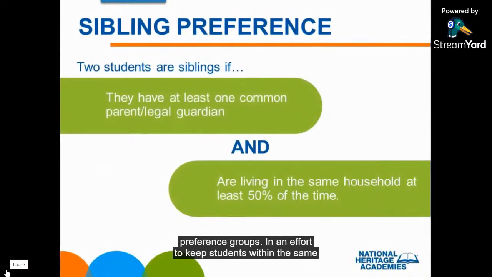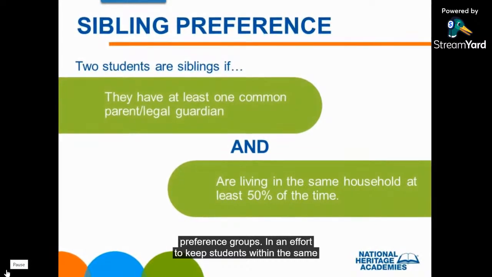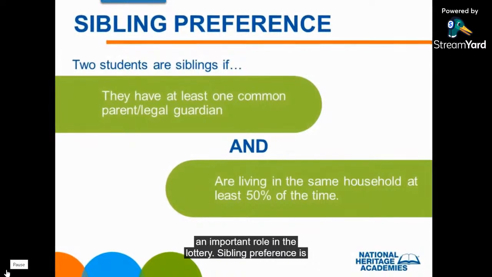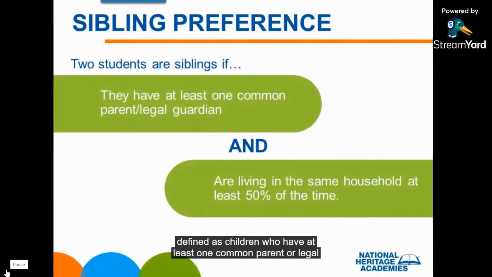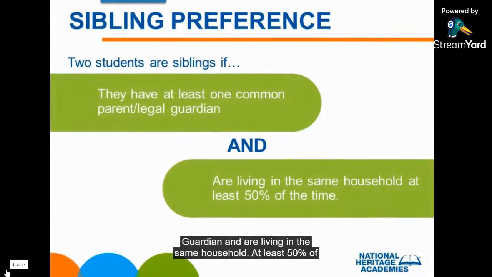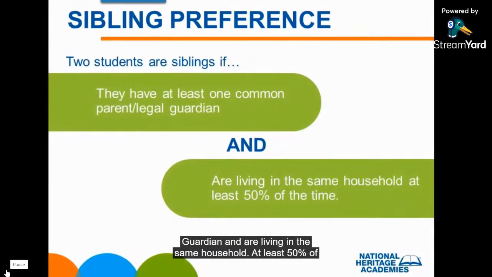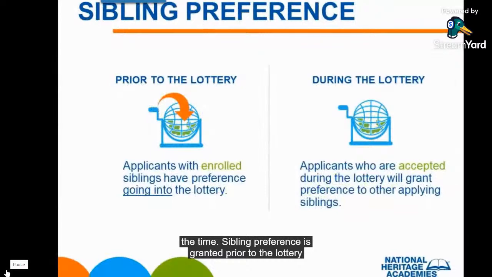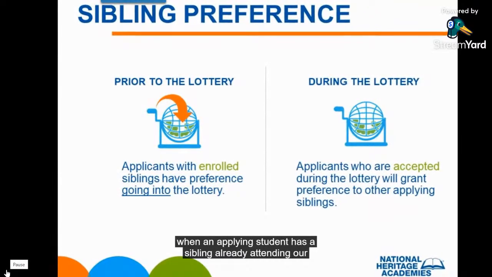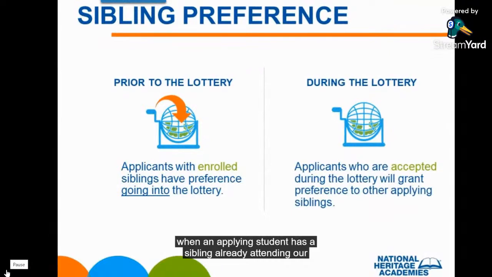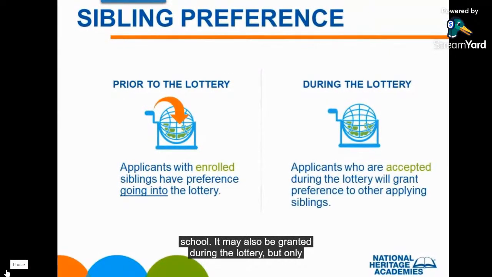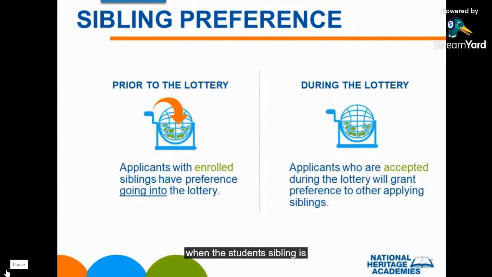In an effort to keep students within the same family together, we will honor sibling preference, which plays an important role in the lottery. Sibling preference is defined as children who have at least one common parent or legal guardian and are living in the same household at least 50% of the time. Sibling preference is granted prior to the lottery when an applying student has a sibling already attending our school. It may also be granted during the lottery, but only when the student's sibling is accepted.